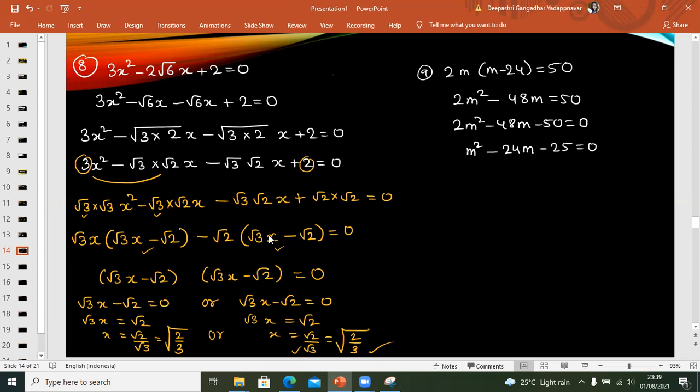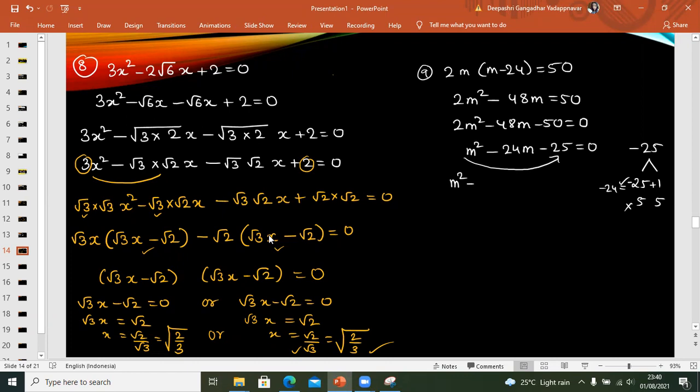The first number is 1, next number is 25, multiply, negative 25. Find the values: 25 times 1 or 5 times 5. These are the only two options we have. We want negative 24, so this option will not work, only this option will work. Here the answer should come negative 24, so negative should come in front of 25 and plus should come in front of 1.